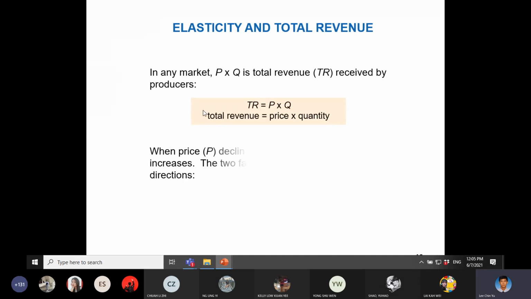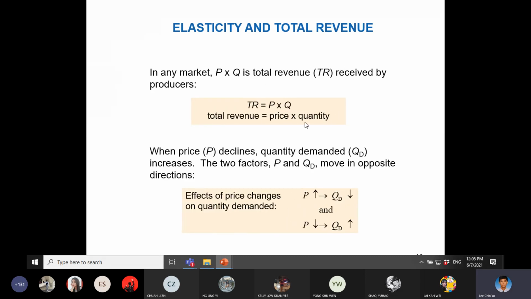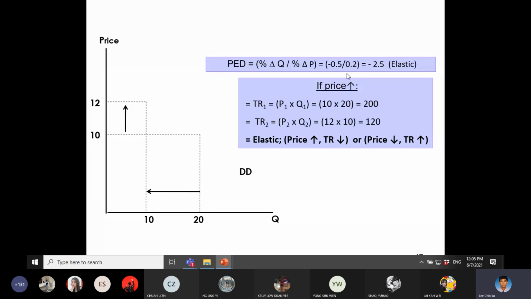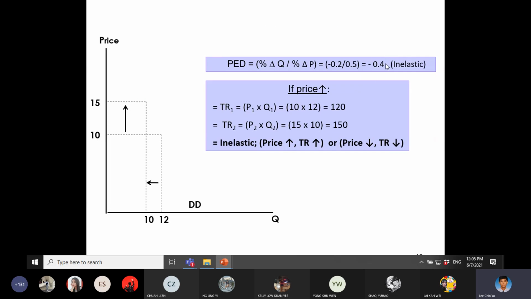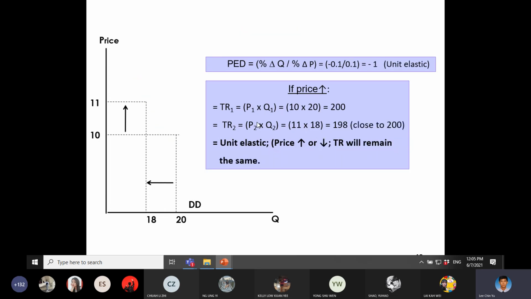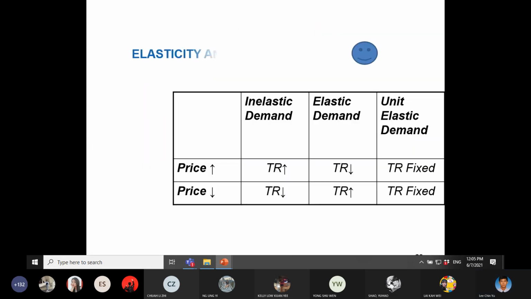We also learn how elasticity will affect revenue. When demand is elastic and you increase the price, your total revenue will be reducing. If your demand is inelastic and you increase the price, your total revenue will be increasing. For unit elastic, whether you increase or reduce the price, there are basically no major changes in your total revenue.